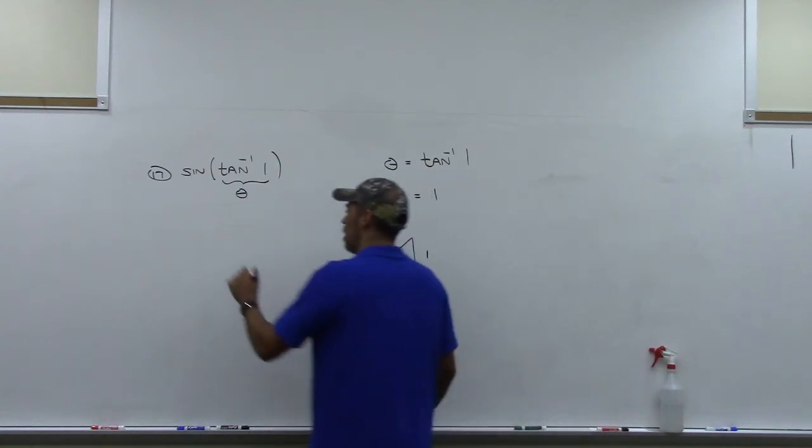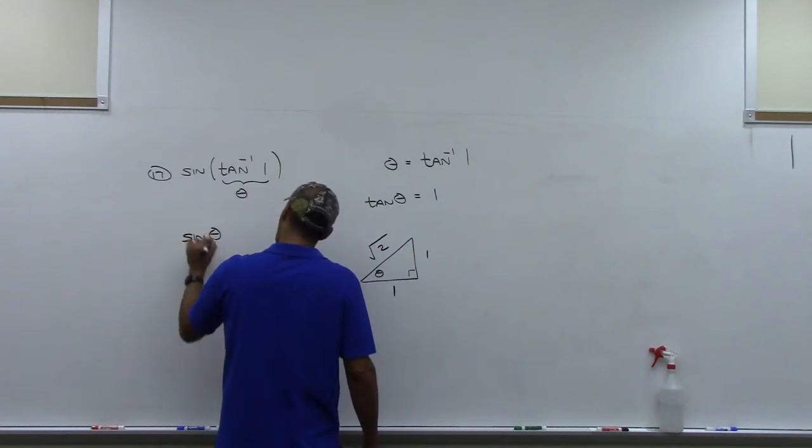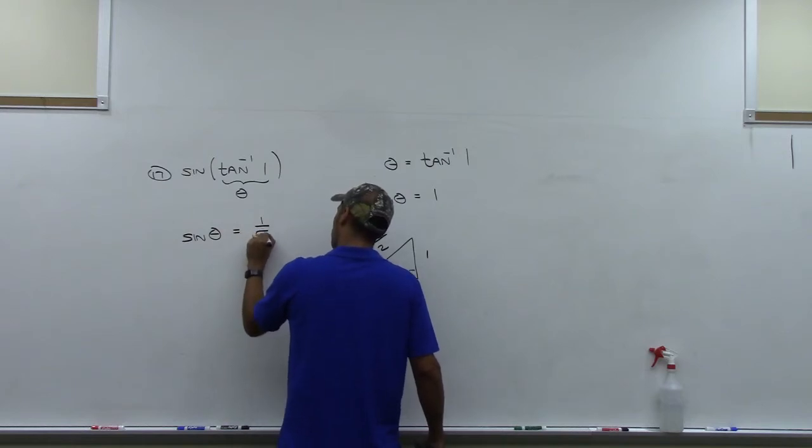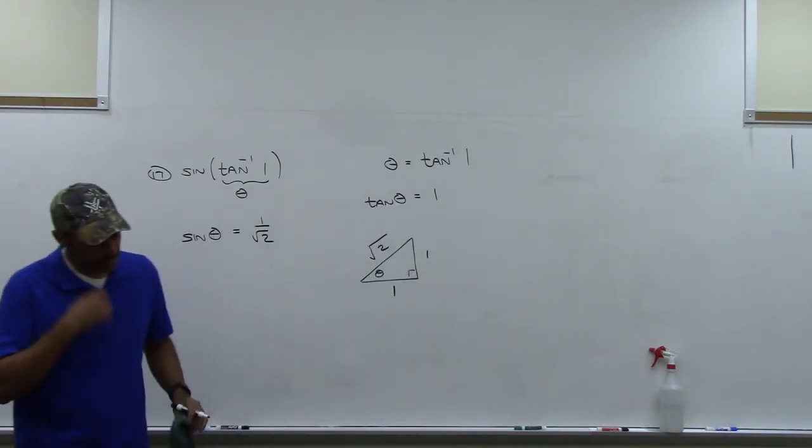And I want to know what sine of theta is. Sine is opposite over hypotenuse. This should be 1 over root 2, which I'm sure the book is going to rationalize. They're going to make that root 2 over 2.